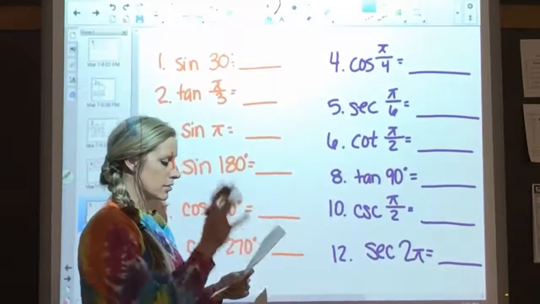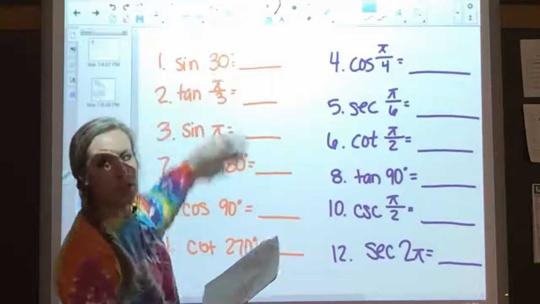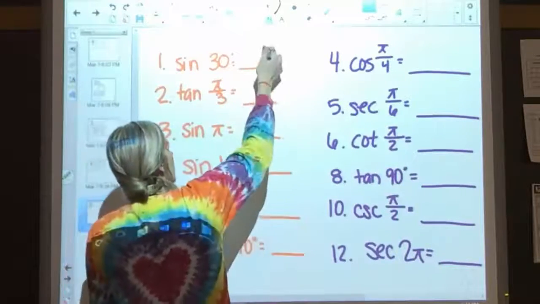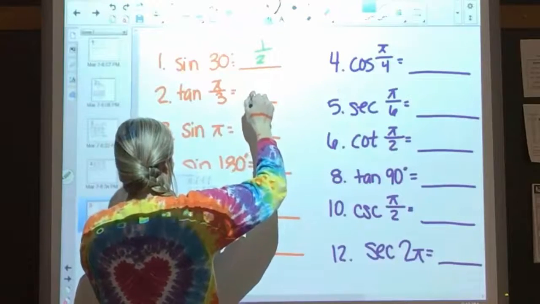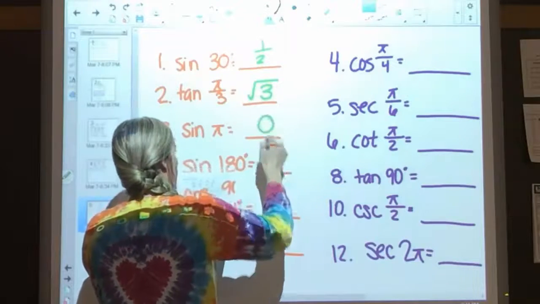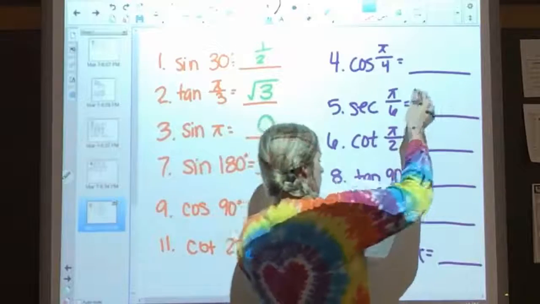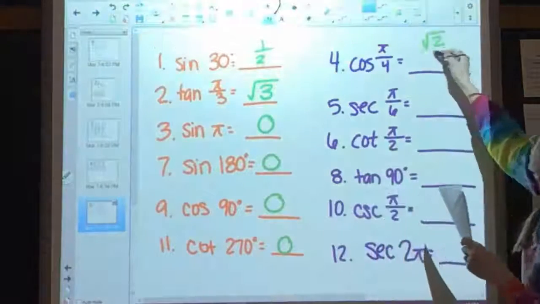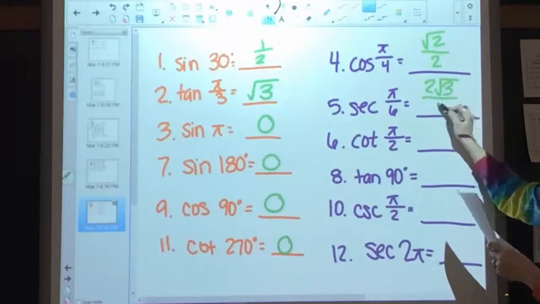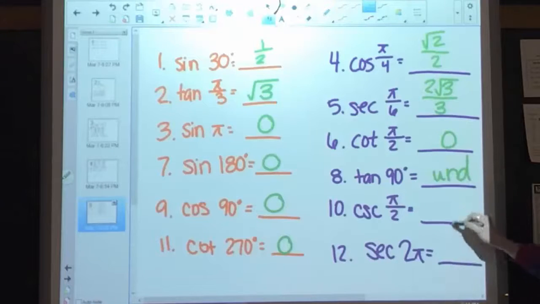So I'm going to go through this pretty quick. The numbers are kind of off, so I'll just start at the first one and go down, and then the second column and go down. So sine of 30 degrees, you should have gotten 1/2. Tangent pi over 3 should be square root of 3. Should have gotten 0 for the next 4. Number 4, square root of 2 over 2. 5, 2 square root of 3 over 3. 0, undefined, and then 1 for the last 2.